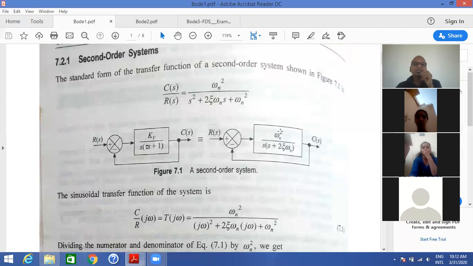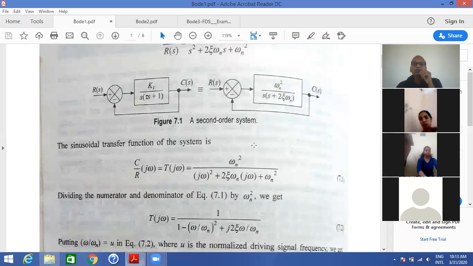Again, I have shared the second order system with its closed loop transfer function, that is omega n square divided by s square plus twice zeta omega n s plus omega n square. Then sinusoidal means replace s equal to j omega.